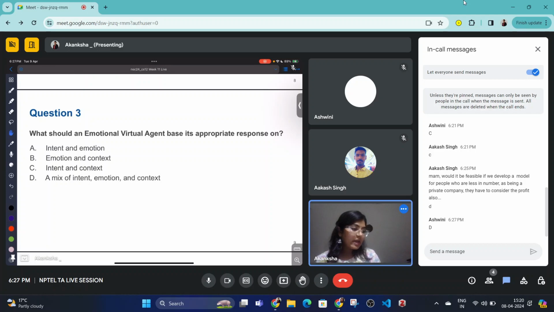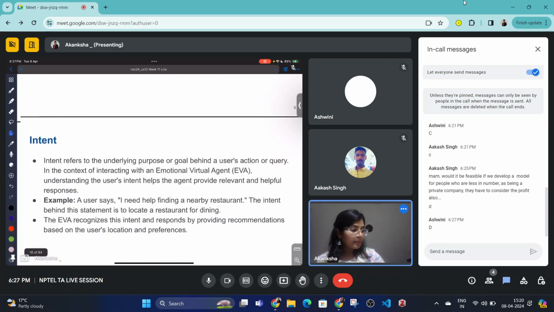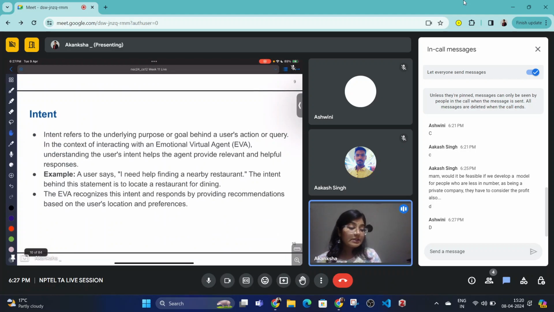Okay, a mix of intent, emotion, and context, both are saying D. Okay, let's see. So first is intent. What does intent actually mean? It means the underlying purpose or goal behind a user's action or query. Whenever we are interacting with the EVA, we want it to understand the user's intent. It helps the agent to provide relevant and helpful responses.